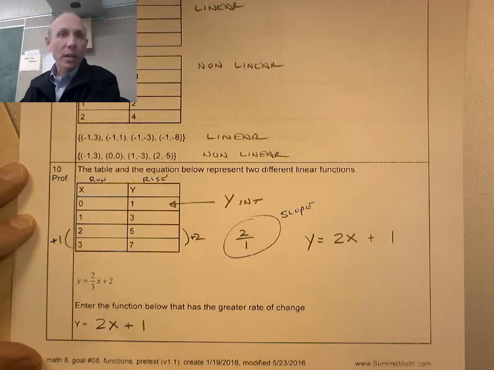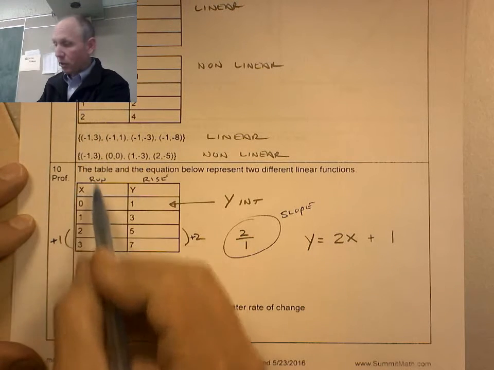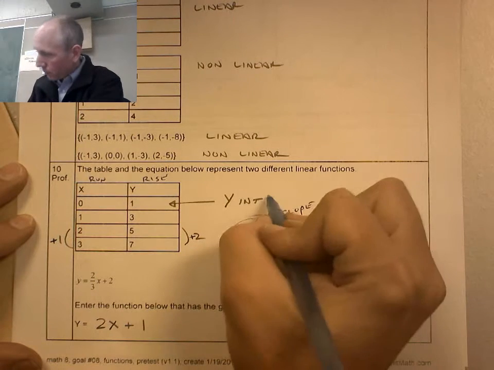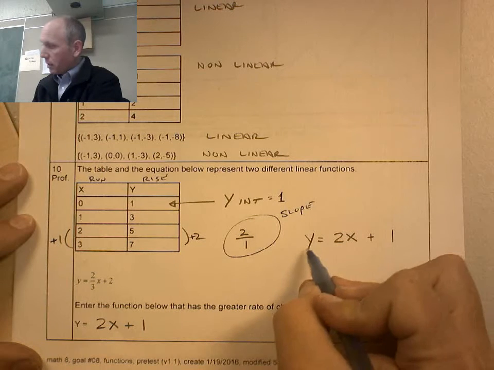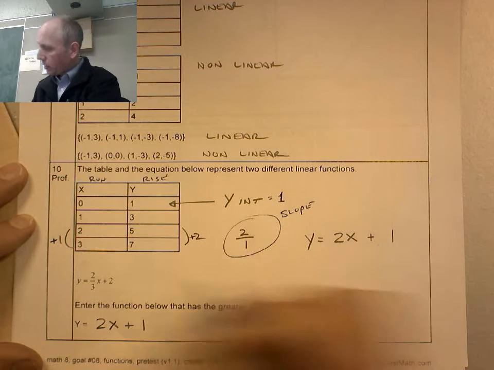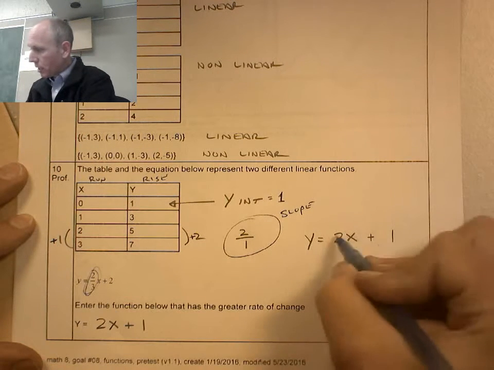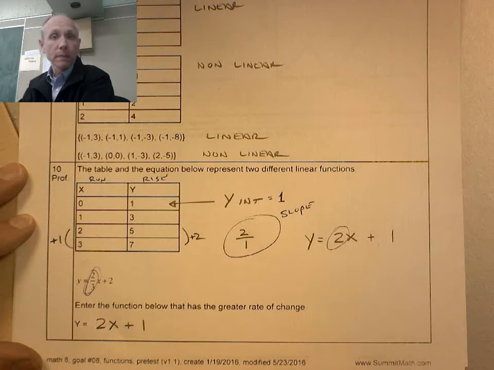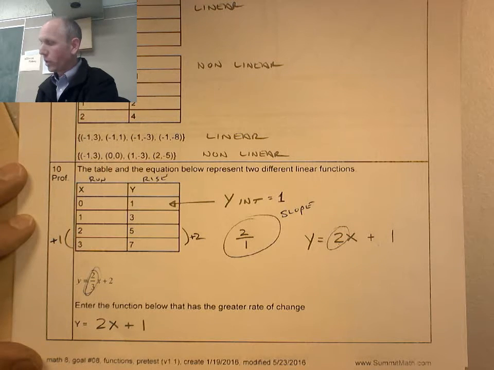Now I need to go find my y-intercept. My y-intercept occurs when x is 0, and this is a nice table because it's right there. There's my y-intercept. So let's put that together. Slope, intercept, y equals 2x plus 1. Now let's determine which one's bigger. Well, this guy has a slope right there of 2/3. This guy has a slope of 2. Which one has the greater rate of change? This guy, 2 is bigger than 2/3, so that's the one with the greater rate of change.